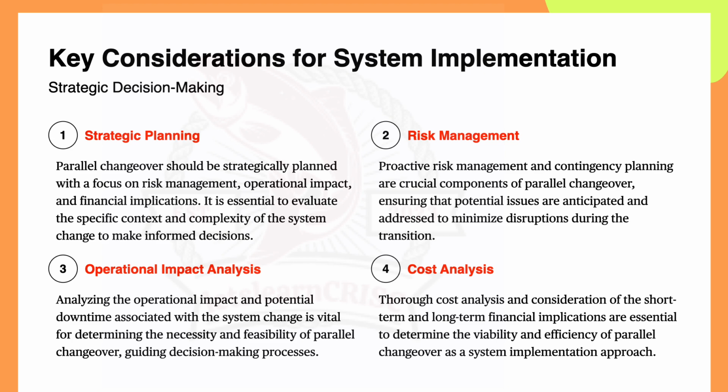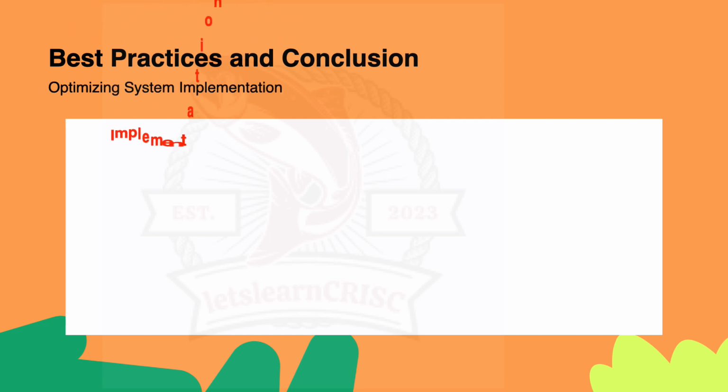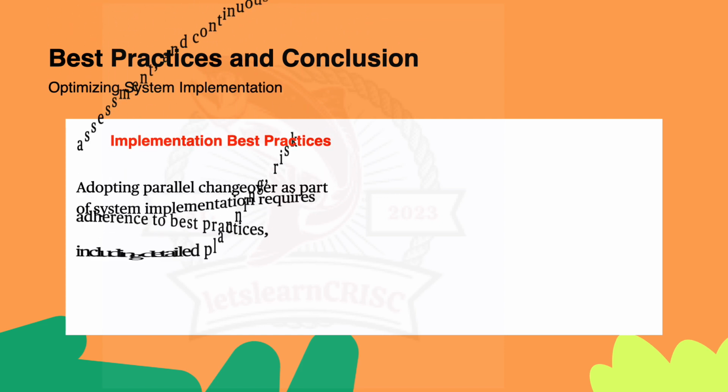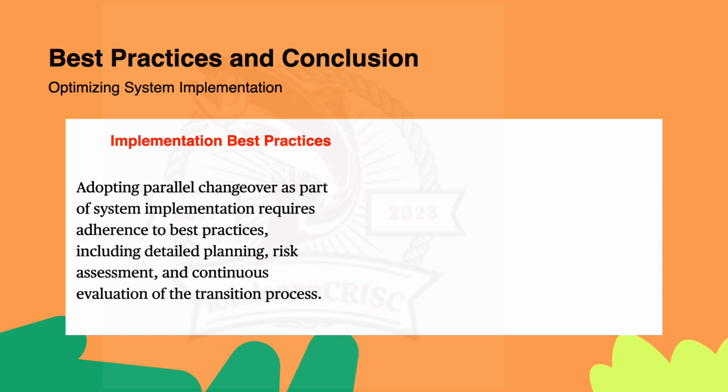right? Moving next, we'll discuss the best practices and conclusion. Friends, in the best practices and conclusion, first is implementing best practices. Friends, when using the parallel changeover in system implementation, it is crucial to follow certain best practices. So these include detailed planning, thorough risk assessment, and continuous evaluation of the transition process, right?